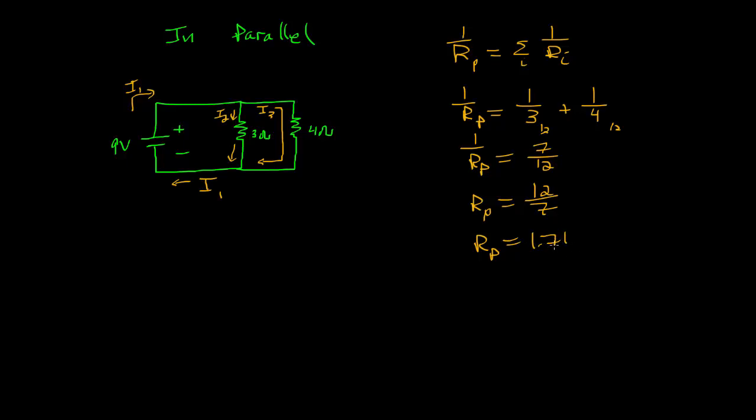And this is important. Notice in parallel, I had a 3 ohm and a 4 ohm, but my equivalent resistance is only 1.7. So when you hook up in parallel, your resistance goes down. Let me write that in red. So in parallel, resistance goes down. In series, resistance goes up because we add them up. This one is an inverse.